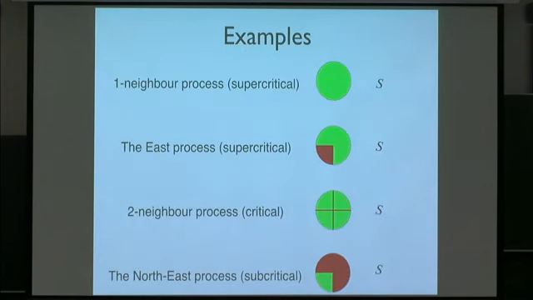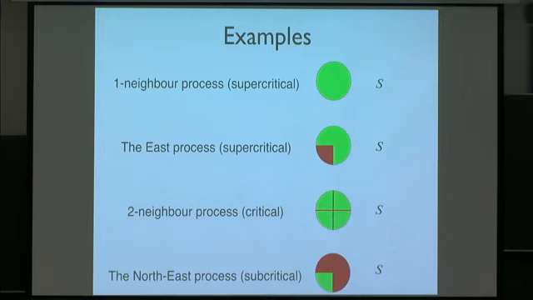Okay, so here are some examples, just to make a connection with the example. For example, in the one neighbor process, one neighbor again means that you require that at least one of your neighbors is infected, just one. So there are no stable directions. Green typically means non-stable.